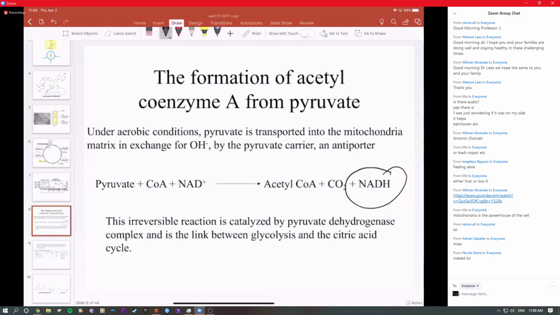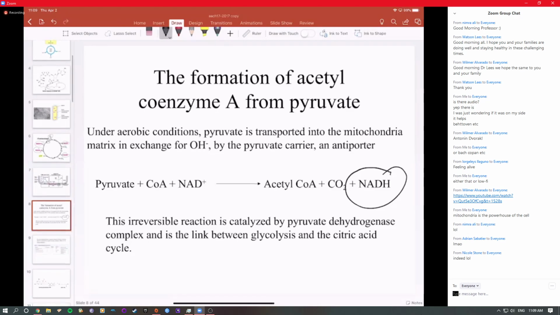This reaction is irreversible in us. And so that means that once we go from pyruvate to acetyl-CoA, there's no going back to sugars. We cannot go back and produce sugars from acetyl-CoA. So once you've gone from pyruvate to acetyl-CoA, you won't be able to use gluconeogenesis to go back and produce glucose. At this point, you can use the acetyl-CoA to produce fat, but you can't use it to produce sugars. And this is really the link between glycolysis and the citric acid cycle.